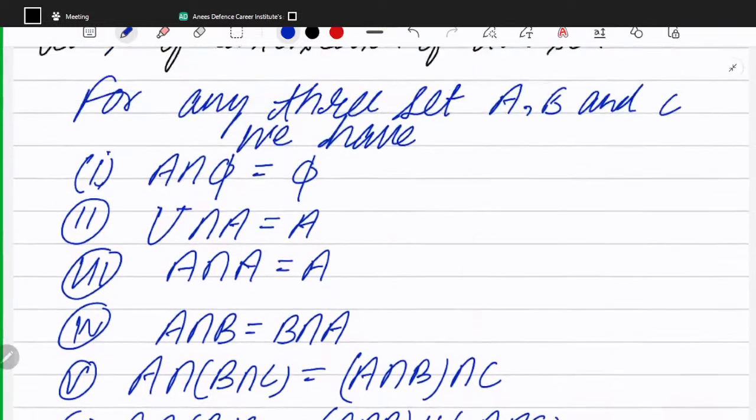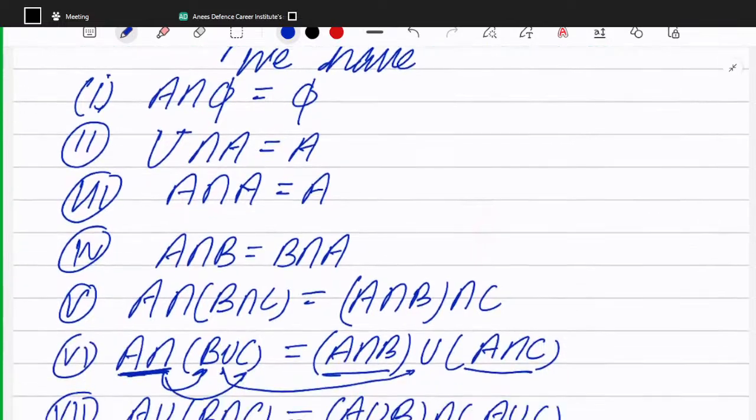If you have any doubt in the law, then just tell me. These laws have names. The first one is identity law, then universal law, then idempotent law, then commutative law, then associative law. This is the intersection distributes over union. This is the union distributes over intersection. These are the names. Any doubt at any point?